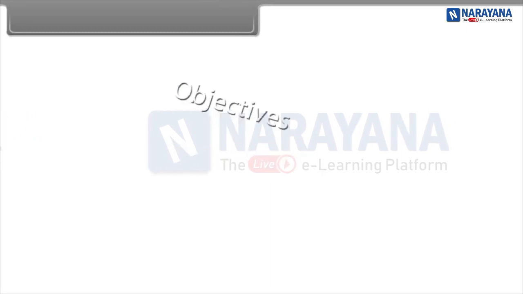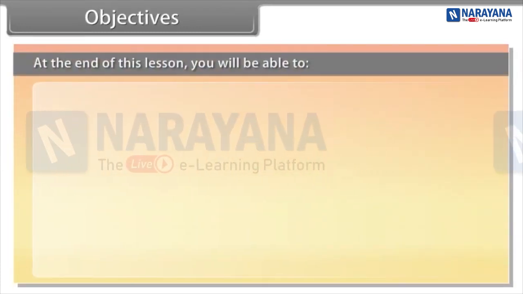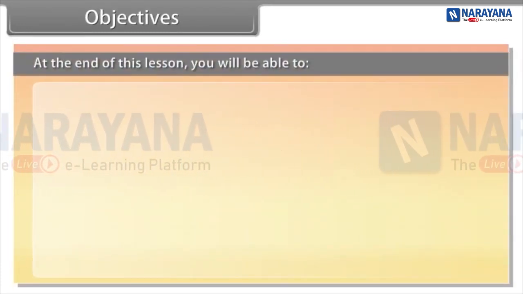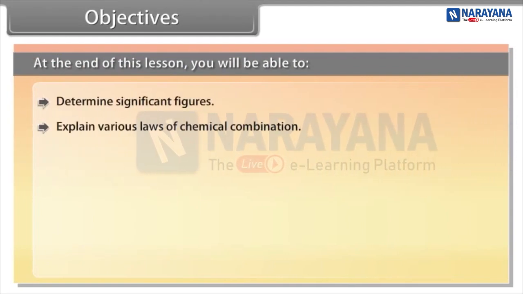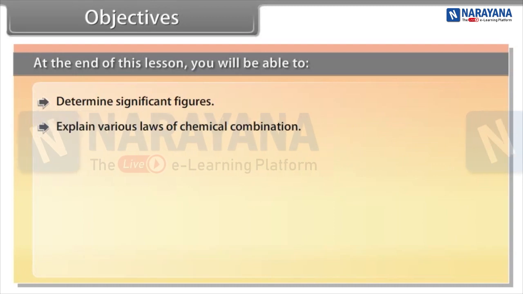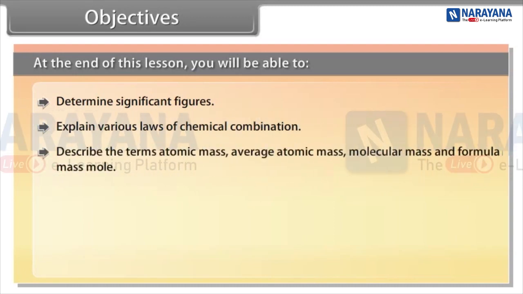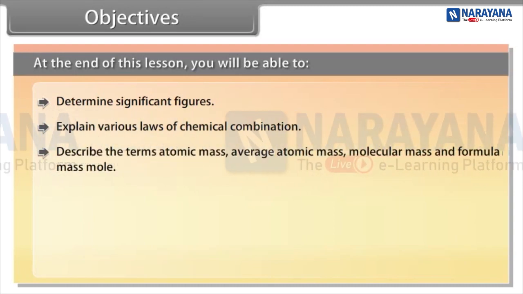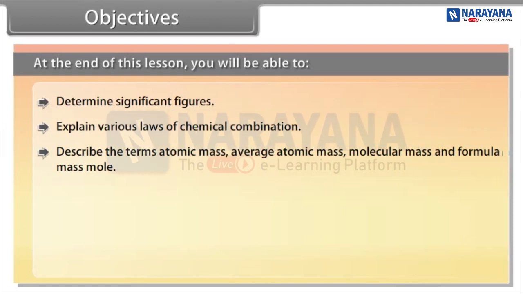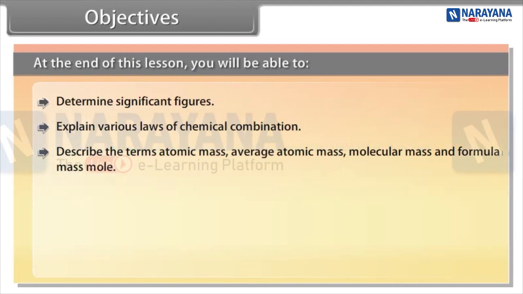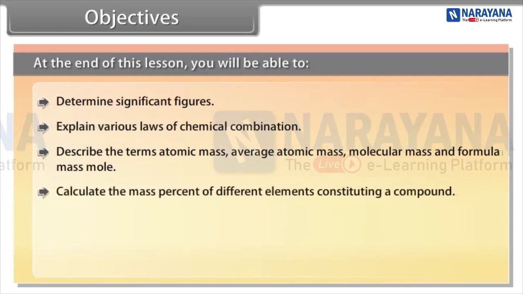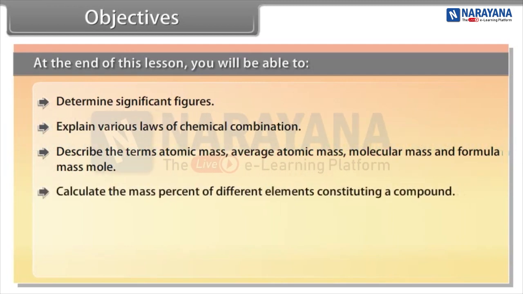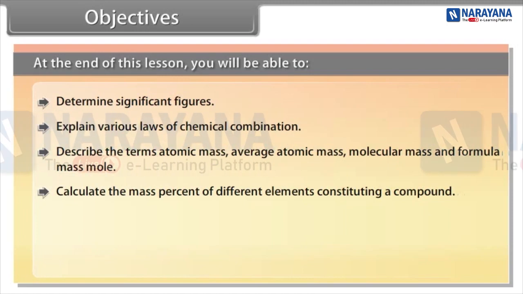Objectives. At the end of this lesson, you'll be able to determine significant figures, explain various laws of chemical combination, describe the terms atomic mass, average atomic mass, molecular mass, and formula mass, mole. Calculate the mass percent of different elements constituting a compound.